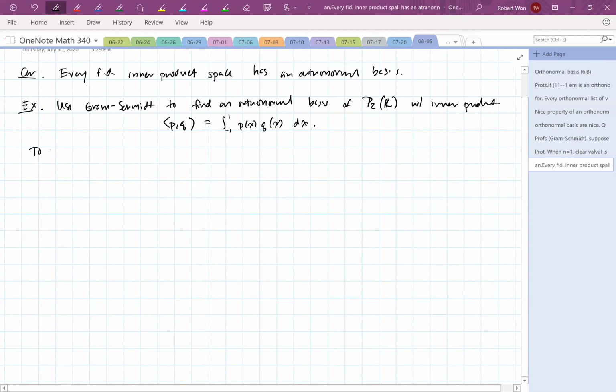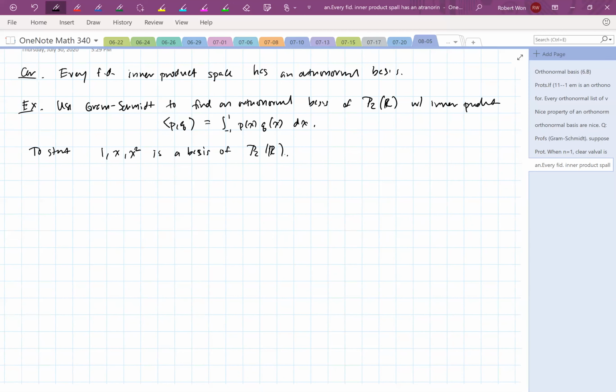Okay, so to start, we know that 1, x, and x squared is a basis of P2(R). It may not be an orthonormal basis. It will actually definitely not be an orthonormal basis: if you just take the integral of 1 times x squared from -1 to 1, you won't get 0, which means those two vectors are not orthogonal to one another. The first two vectors are orthogonal to one another, but not necessarily normal, right?